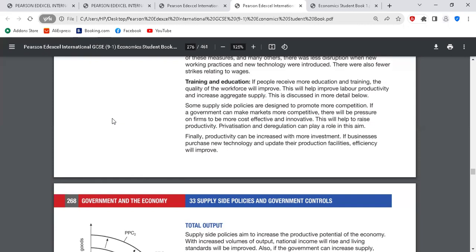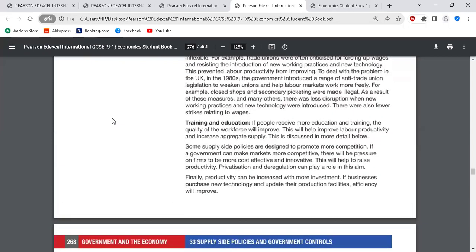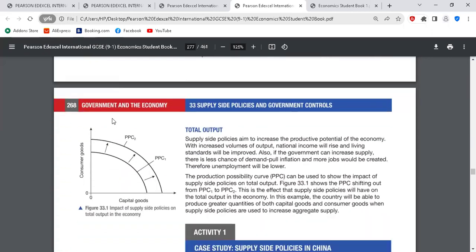Another way to increase productivity is through investment in capital goods, such as technology, because technology will make things become better and faster. And if things become better and faster, efficiency will improve. I think the point is clear. Yes. So that is supply side on productivity. Then we go to total output.